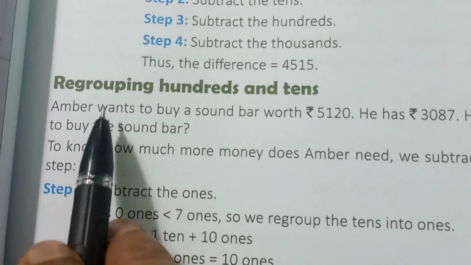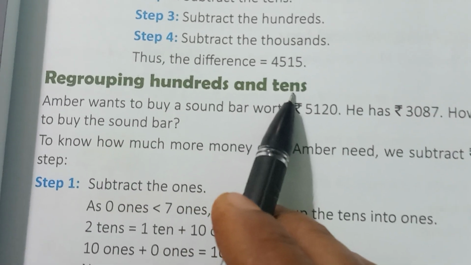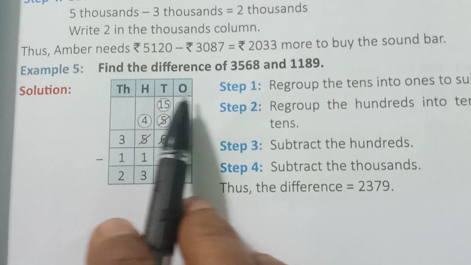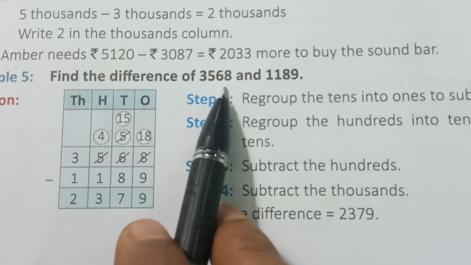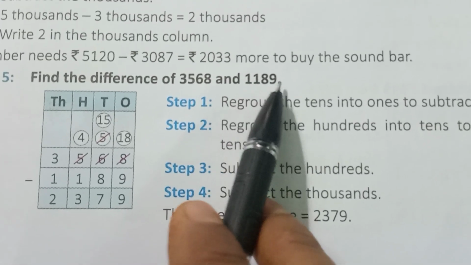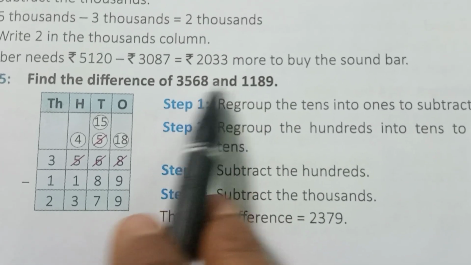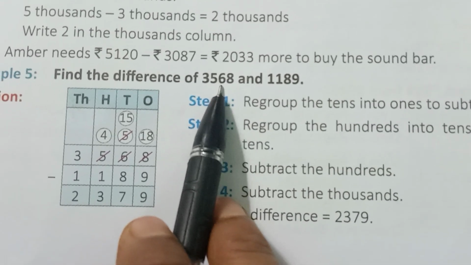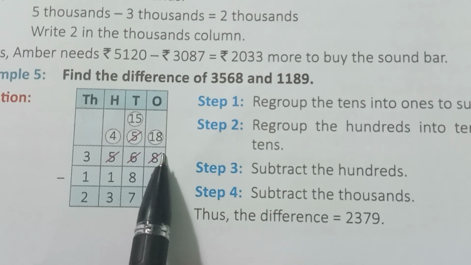Now we will do regrouping hundreds and tens. Let's look at here children. Example given. Find the difference of 3568 and 1189. Between these two numbers, which is bigger? Yes, 3568. So the bigger number we always write first.